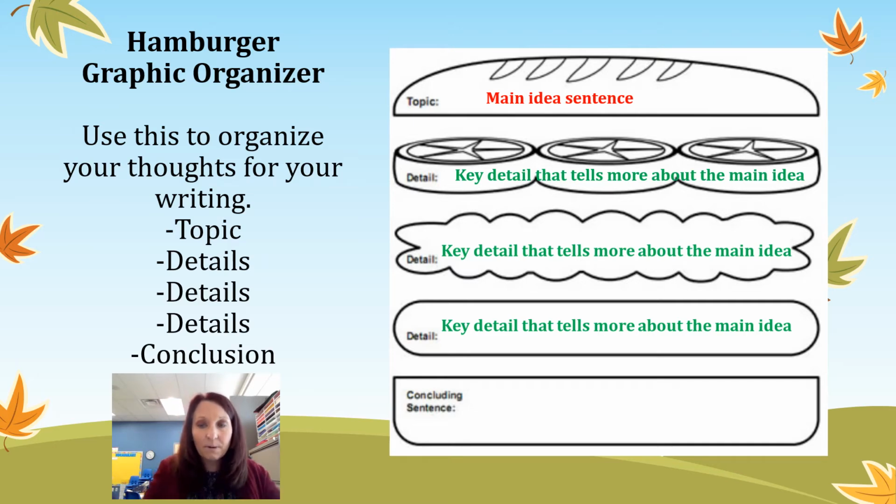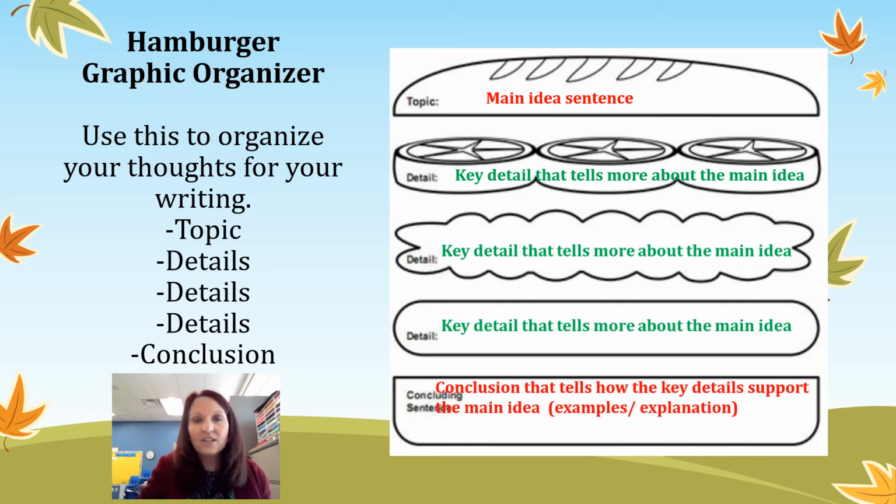And then that last part, the bottom bun, that's just wrapping it up, and that's where you're going to tell the reader how those key details that you picked tell them more about the main idea. Are they examples, explanations, or did you get extra information about the main idea from the key details? So that's how we're going to use the hamburger writing this week.